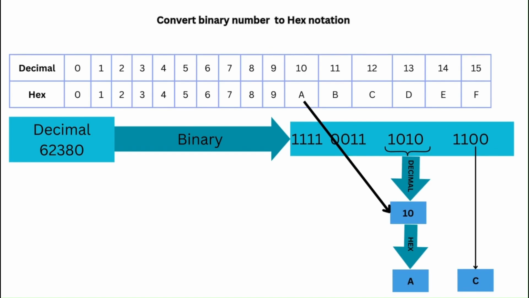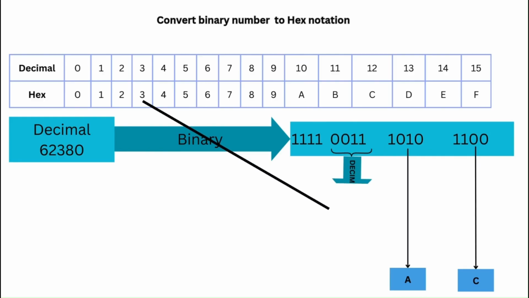If you see the next chunk, 1010 in decimal is 10. In hexadecimal it is A, because if you see the table, decimal 10 is hexadecimal A. So I will go to the next chunk. It is 0011, which is decimal 3. In hexadecimal also it is 3.